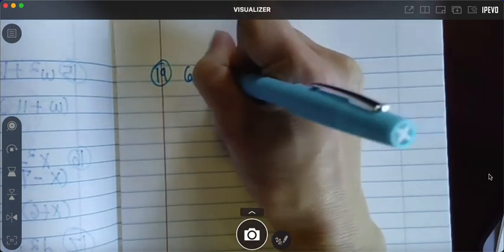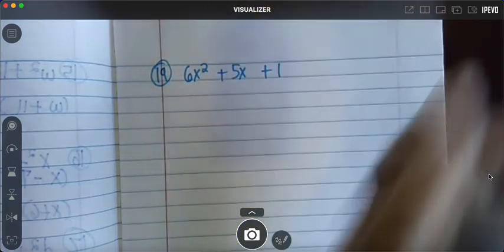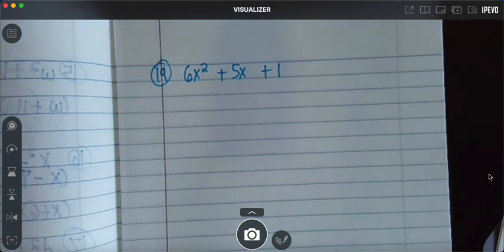6x squared plus 5x plus 1. I cannot use the 2 parentheses method because why? There's a number out front. So I can't split that up evenly.